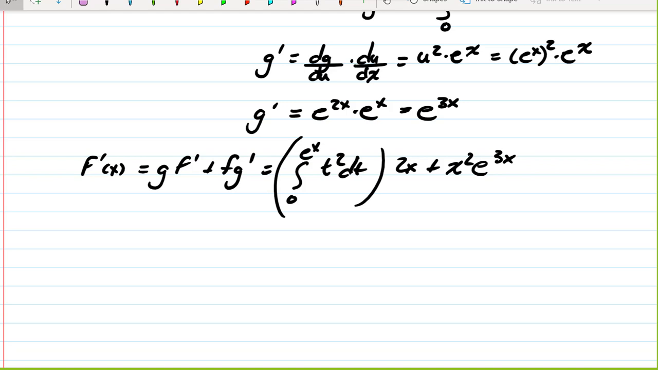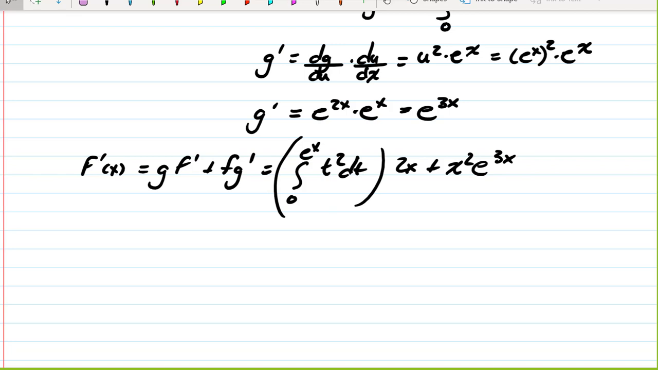So the moral of this story is that the fundamental theorem of calculus mixes with all of our normal rules. So product rule, quotient rule, chain rule, any of the rules that we've used before can be mixed up with the fundamental theorem of calculus to have us find more derivatives, essentially.